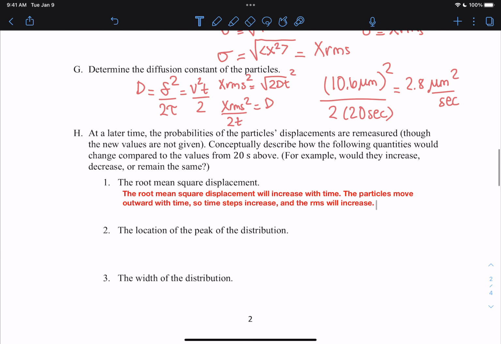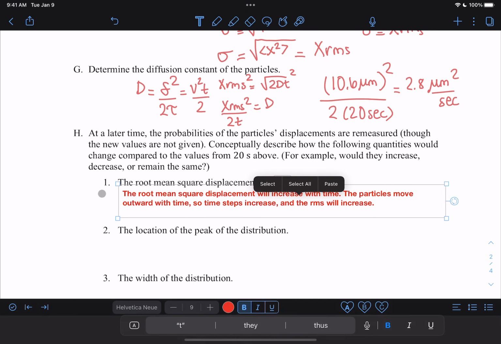But what you said is also perfectly right, because as the particles get more time to move, they'll spread out even more. The distribution will increase, and if the width of the distribution increases, then your standard deviation increases. And since we had already figured out that standard deviation just so happens to be equal to the x RMS, an increase in standard deviation or the width will also mean an increase in the root mean square displacement. But I would personally prefer to just leave it at the increase in time steps will increase the x RMS.